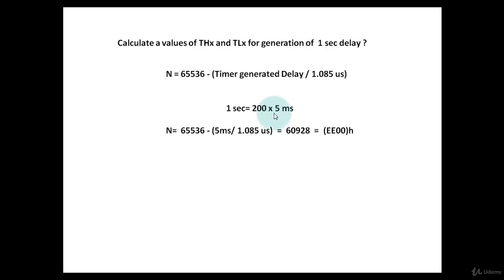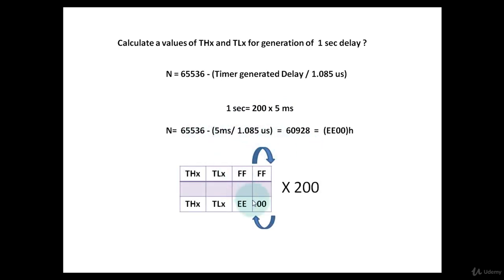If I make a 5 millisecond delay in a loop 200 times, it will lead us to a delay of 1 second. So what you have to do is load the value EE00 to TH and TL register. This value will produce a delay of 5 millisecond, and in your code you have to make it run in a loop of 200 iterations. So 200 multiplied by 5 millisecond will give us 1 second delay. This is how you can generate a 1 second delay using timer delay.